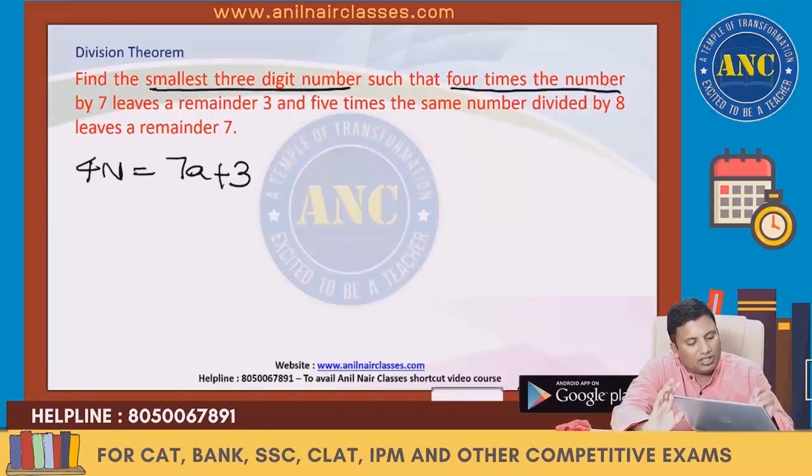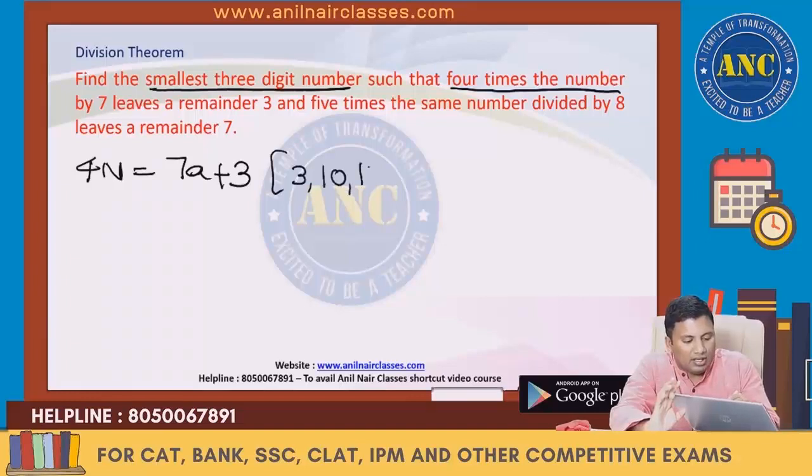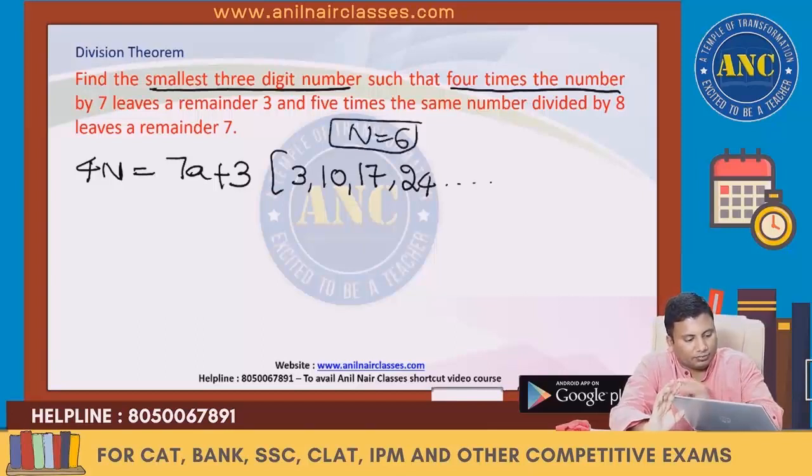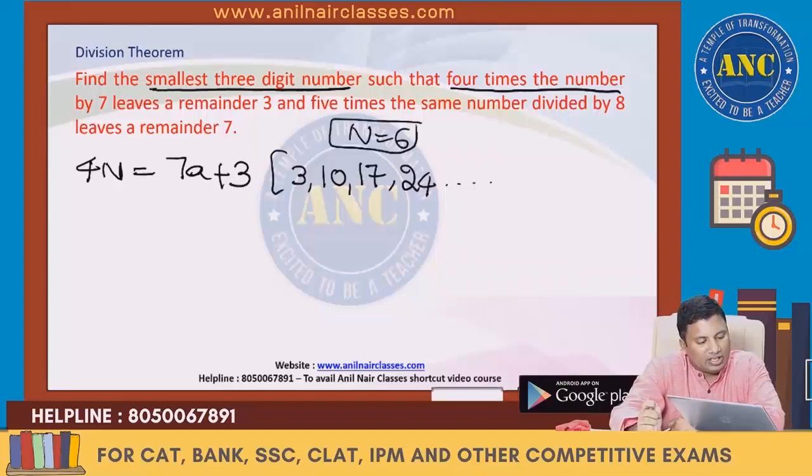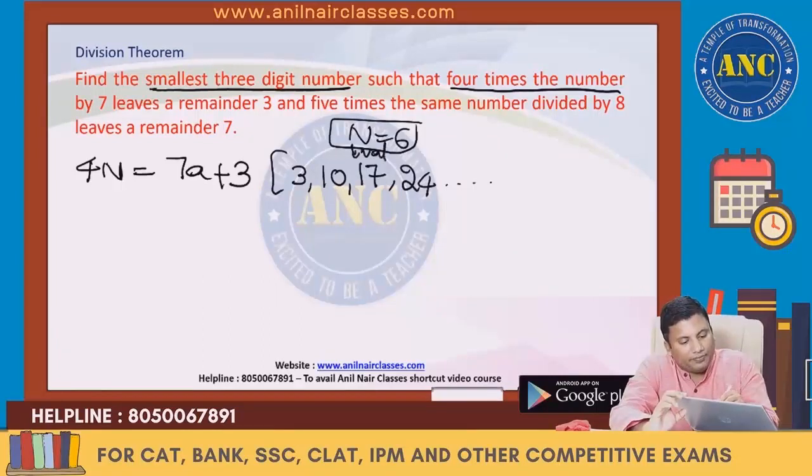So 4n is 7a plus 3, what are all the values it can take? A is 0, 3. A is 1, 10. Adding 7, 17, 24. So 4n is 24. Here I got the catch. N is 6. The lowest value of n is 6.